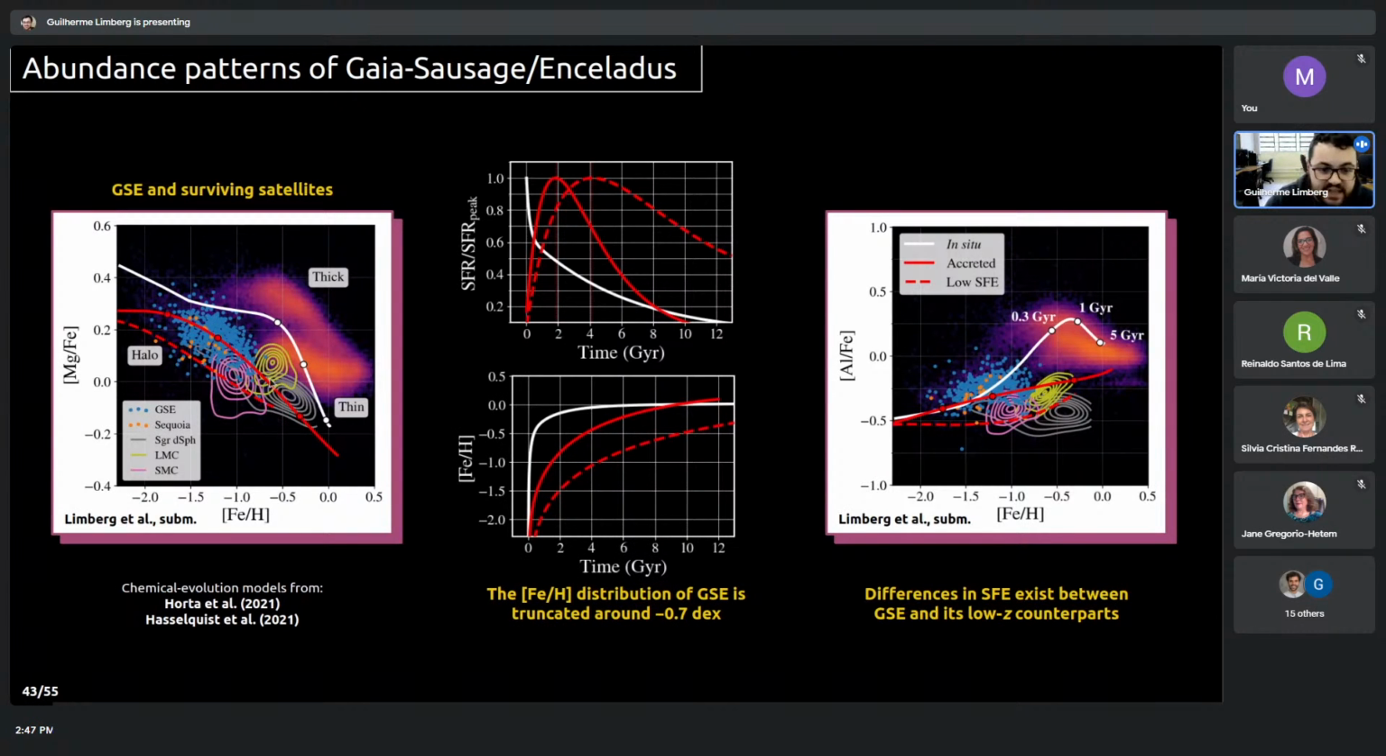Nevertheless, we can see that the metallicity distribution of this Gaia-Sausage galaxy is kind of truncated around [Fe/H] of minus 0.7, and this [Fe/H] of minus 0.7 corresponds to a truncation of the star formation at around 3 gigayears after the beginning of star formation in this chemical evolution model. And this truncation of star formation is kind of expected, because a catastrophic event happened in the history of this dwarf galaxy, which was the merging with the Milky Way.